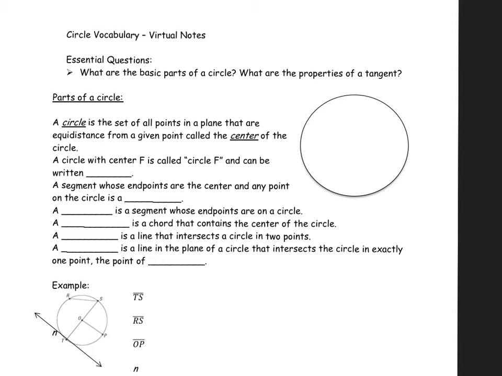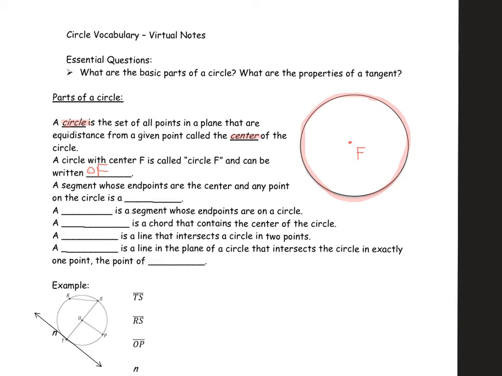So first things first, a circle is a set of all points in a plane that are equidistant from a given point called the center of the circle. So the center of the circle is just a point right in the middle. The circle itself then is everywhere around that is the same distance from that point. So a circle with center F is called circle F. So that means this point in the middle is called F. And when you go to write that, you just draw a little circle and write the letter F.